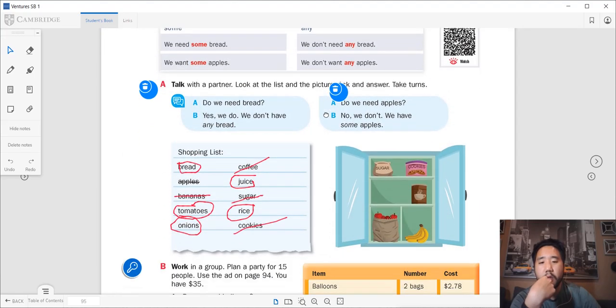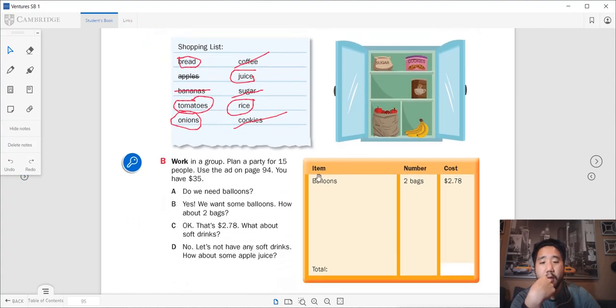Another view. Yeah, I think we're done for this.